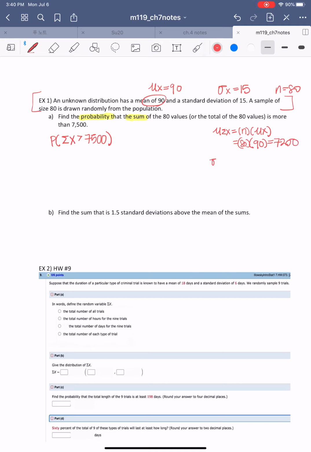And then standard deviation for the sum is equal to square root of n times sigma of x. So I have square root of 80 times 15, which is equal to 134.1641.